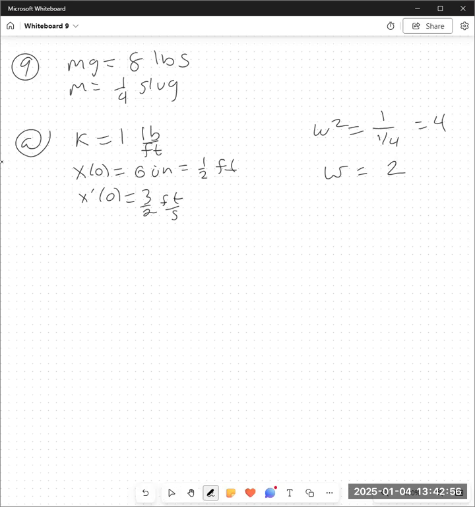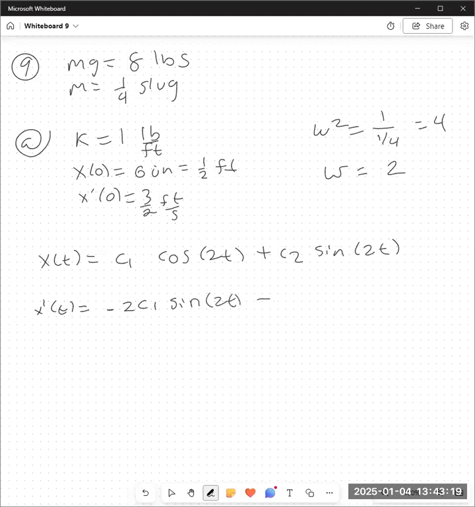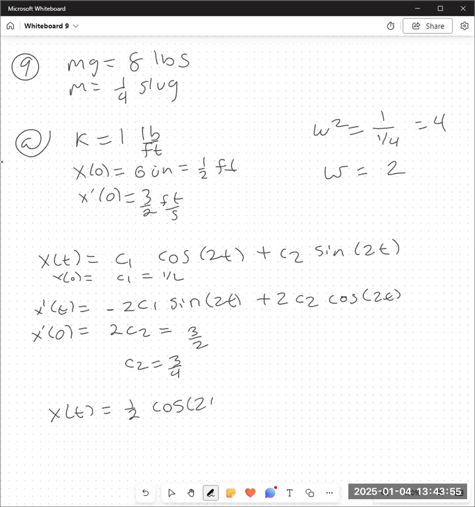So that means that x of t is equal to c1 cosine of 2t plus c2 sine of 2t, and x prime of t is equal to negative 2c1 sine of 2t plus 2c2 cosine of 2t. X of 0 is equal to c1 is equal to 1/2. X prime of 0 is equal to 2c2 is equal to 3/2. So c2 is 3/4, making x of t equal to 1/2 cosine of 2t plus 3/4 sine of 2t.